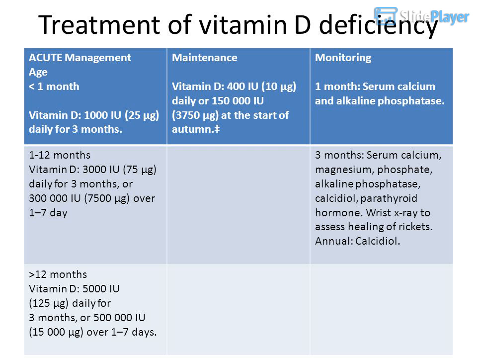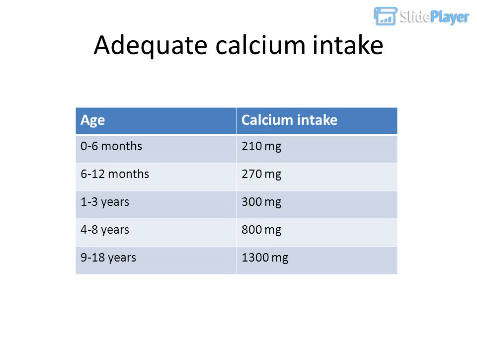Greater than 12 months: vitamin D, 5000 IU, 125 micrograms, daily for 3 months, or 500,000 IU, 15,000 micrograms, over 1 to 7 days. Calcitriol, 1,25 vitamin D, calcidiol, 25 vitamin D, adequate calcium intake.